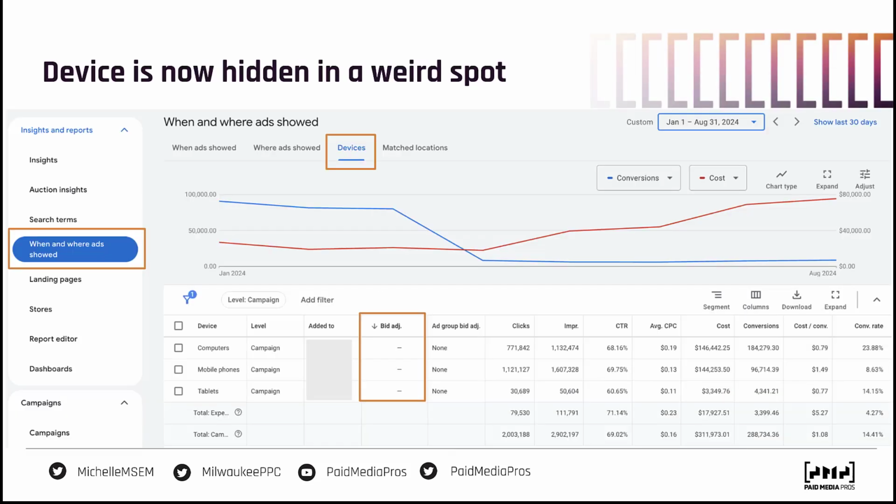Devices are now hidden in a weird spot. They're in the Insights and Reports section under When and Where Ads Showed. Then you've got to click the Devices tab, and then you can put in your bid modifiers for whichever layer of your account you want to have in there.